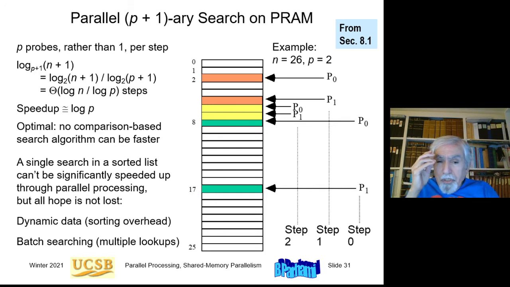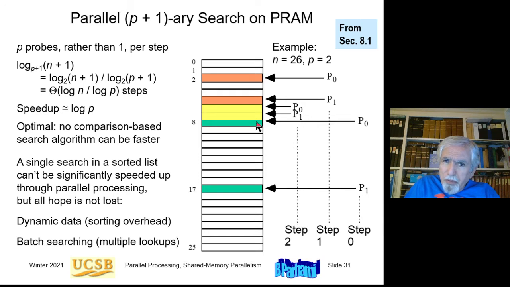Okay, the parallel version of this algorithm is called P-array or P plus 1 array search. For one processor, we have binary search. For P processors, we have P plus 1 array search. And the idea is basically, here I've shown the case of two processors, P0 and P1. You divide the list into three equal parts, and then have processor 0 and processor 1 probe the element that is about 1/3 down the list and the one that is about 2/3 down the list.